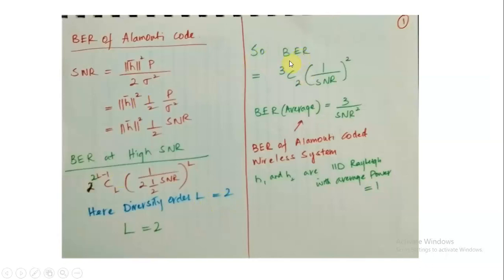The final formula for BER would be 3 choose 2, which is basically equal to 3. So here we would have 1 over SNR squared. So the average bit error rate of the Alamouti code is given by 3 over SNR squared. We have assumed here that h1 and h2 are independent, identically distributed Rayleigh fading coefficients with average power equal to 1.